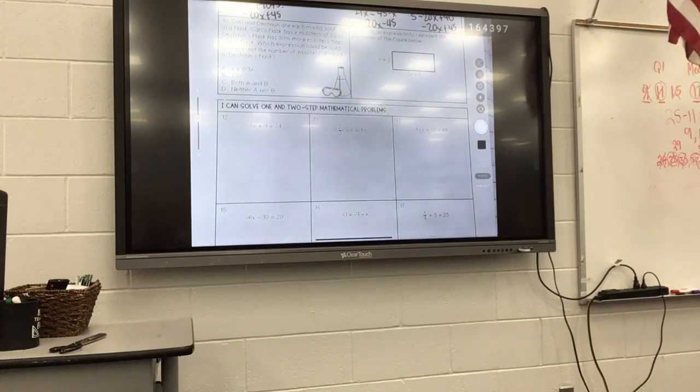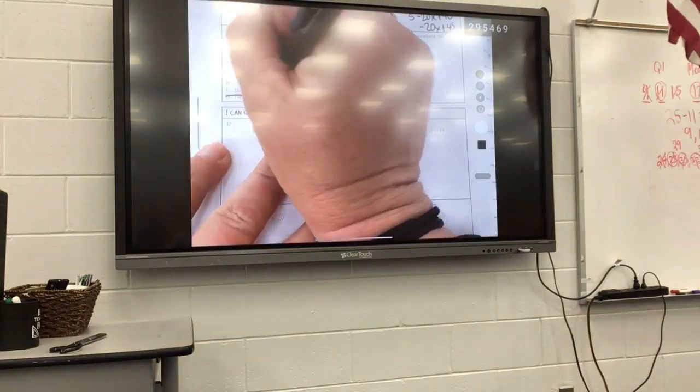So what are we doing? Are we solving? We're not solving. We're just writing an expression. So stand up if you picked A. Stand up if you picked B. Stand up if you picked C. Stand up if you were very confused on this question. Because you overthought it, probably. Stand up if you picked D. All right, so obviously D is out.